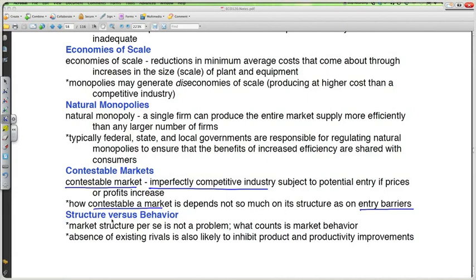And this is what leads us to the structure versus the behavior. When we have entry barriers, it's more so the market behavior because it changes the incentives. Because there are no existing rivals, so there's an absence of them, it will inhibit product and productivity improvements. Right? I have no competition. I have no reason to improve my product because people will just continue to buy it because there is no substitute. And that is the end of section 7.